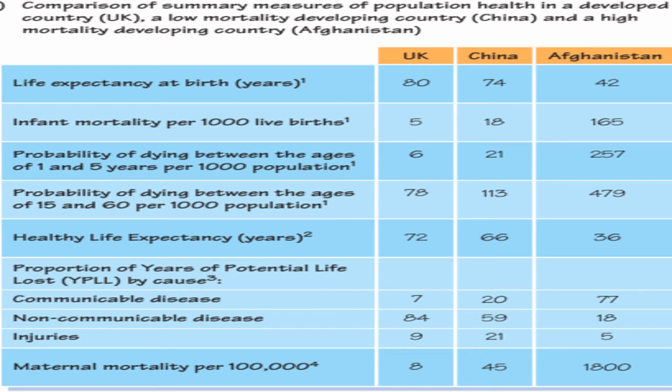Probability of dying in China is higher. Probability of dying between ages 15 and 60 in China is also higher. Healthy life expectancy in UK is higher. Proportion of years of potential life lost due to communicable disease in China is higher. Due to non-communicable disease in UK is higher. Injuries in China are higher. Maternal mortality per 100,000 in China is higher.